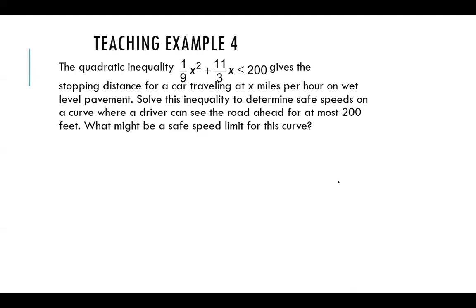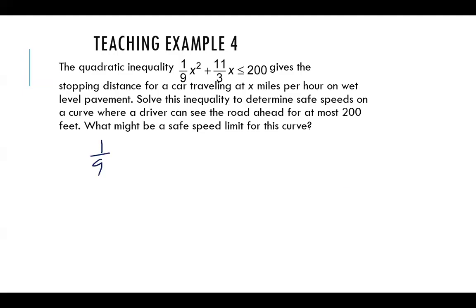Okay. All right. So the quadratic inequality we have here is 1/9 x squared plus 11/3 x, which is less than or equal to 200, gives a stopping distance for a car traveling at x miles per hour on wet level pavement. Solve this inequality to determine the safe speed on a curve where a driver can see the road ahead at most 200 feet. What might be a safe speed limit for this curve? Okay. So we're looking for a safe speed limit for this person to travel on. All right. So I'm going to write it so that we can work it.